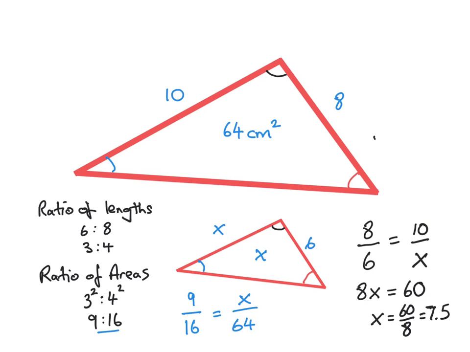Cross multiply and we get 16x on the right hand side. 9 times 64, 576 I think it is. And if we divide 16 into that, we get, good question, 36 I think it is. And x is 36 centimeters squared in this case.